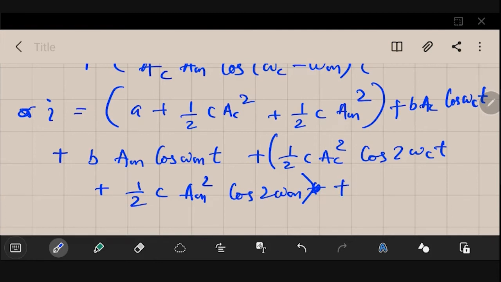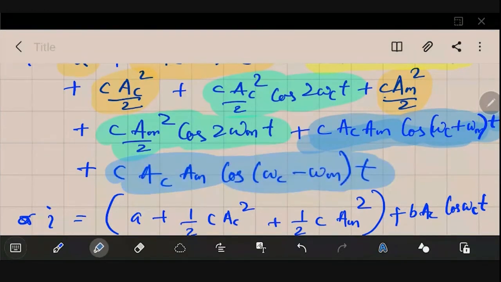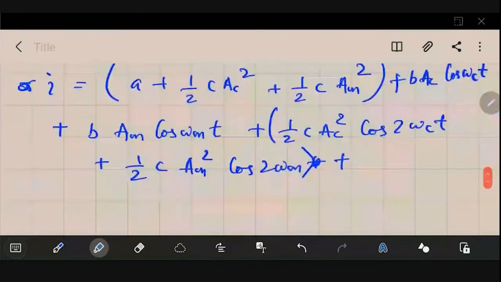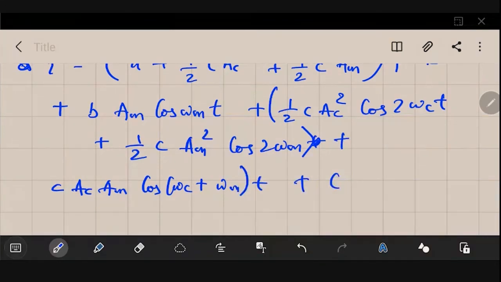Then the next two terms are these. Let me highlight them. One is C A_C A_M cos (omega_C plus omega_M) t, and the other is C A_C A_M cos (omega_C minus omega_M) t. So they are two different terms. Let me write them also.